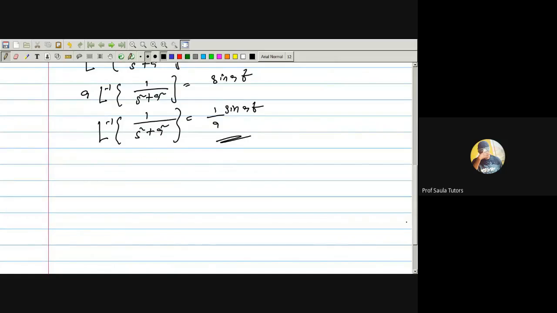So we have the inverse Laplace transform of various functions. Okay, what is the Laplace transform of e raised to power at? What do you see?